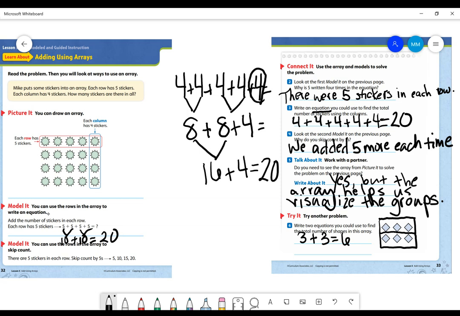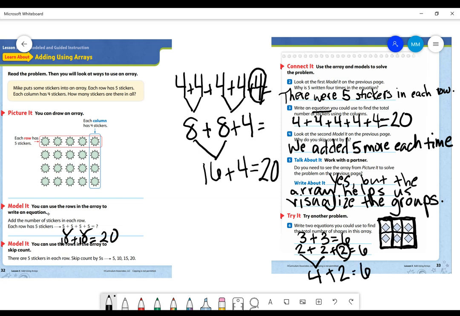If I did my columns, I could do, remember, columns go up and down. I could do 2 plus 2 plus 2. And that is another repeated addition problem. So 2 plus 2 is a doubles fact, and that makes 4. We can't leave out our other 2. 4 plus 2 makes 6.